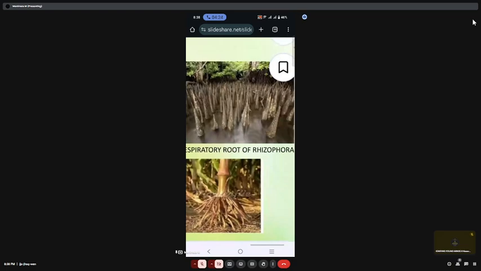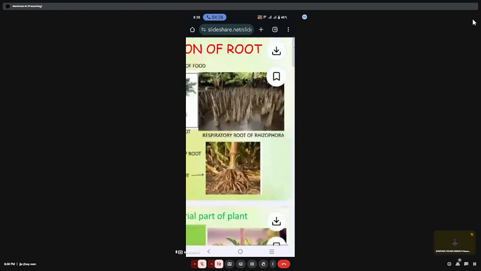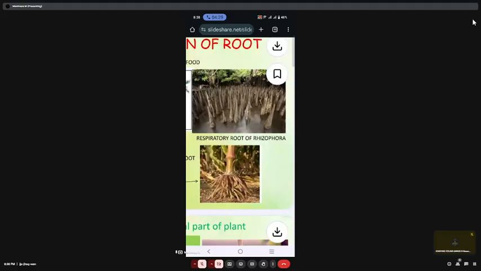I have told you how the soil condition will be in mangroves. Water and aeration. Water is high, aeration will be very less under the soil. That is the reason the roots come out of the soil and grow.